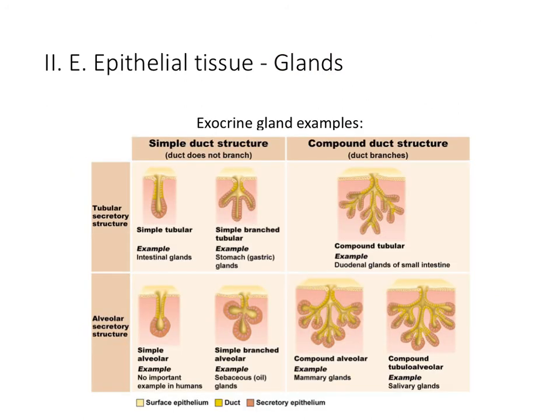This is a picture from your book that looks at different kinds of exocrine glands. And so you can see they come in both a simple and a compound duct structure. And there are tubular secretory structures and alveolar secretory structures. And you know what? I don't care about any of those. So do not waste your time memorizing those out of your book. So that brings us to the end of our epithelial tissues. In the next video, we're going to look again at the connective tissues, muscle tissue, and nervous tissue.